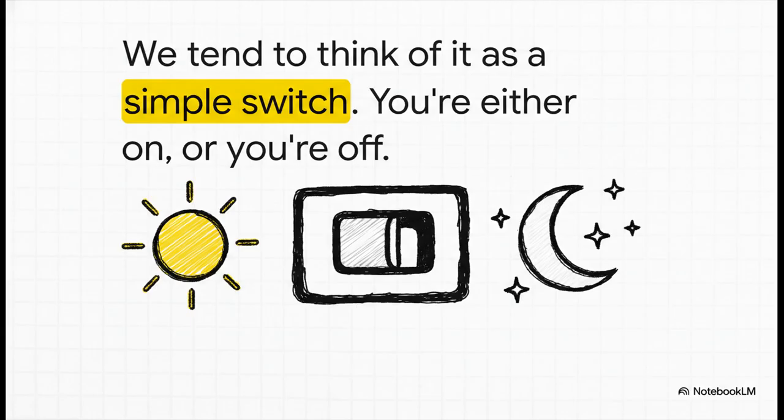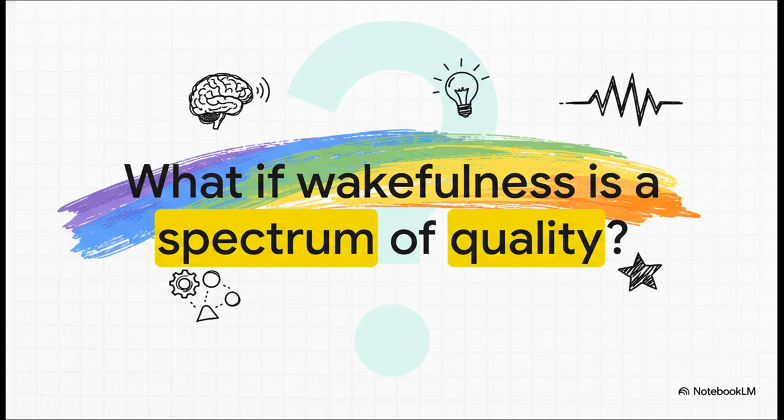We tend to think of it as a simple light switch. You're either on or you're off. You're conscious or you're unconscious. It's this binary that pretty much defines our entire day. But here's the big idea we're digging into. What if that whole model is just wrong? What if wakefulness isn't one single thing, but a whole spectrum of different qualities?